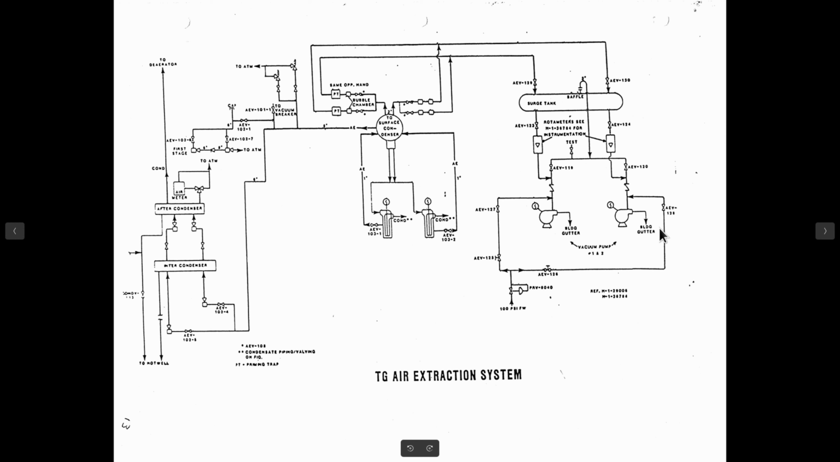Anybody has any information on this, let us know. Not too sure on this. I do believe it was used. These are the two condensate pumps.